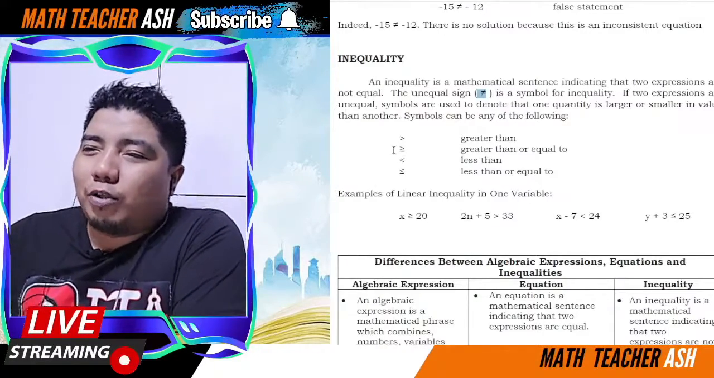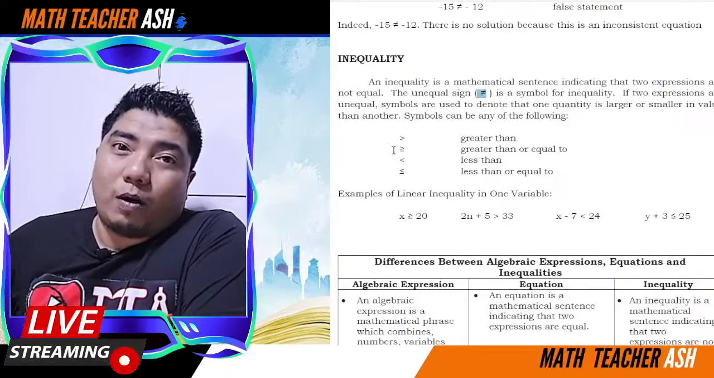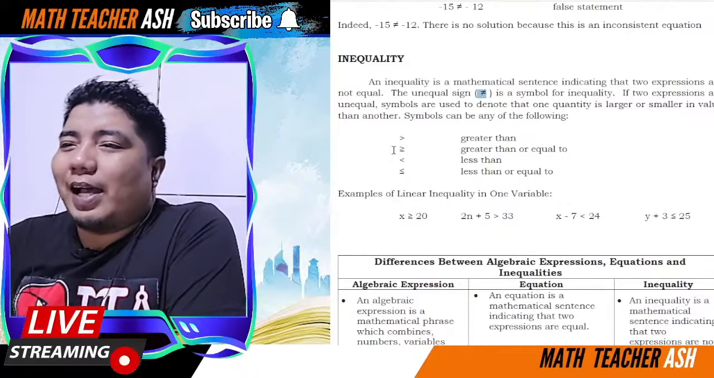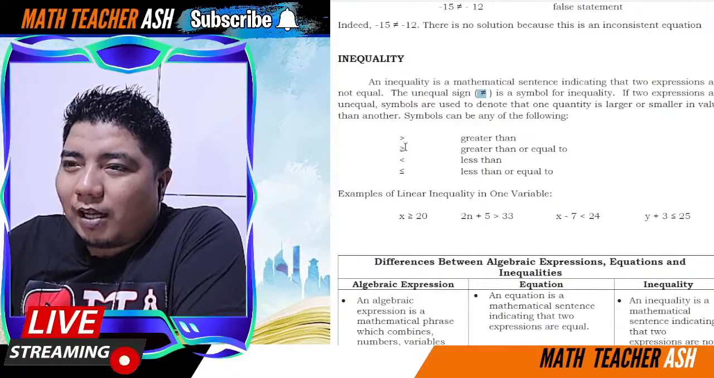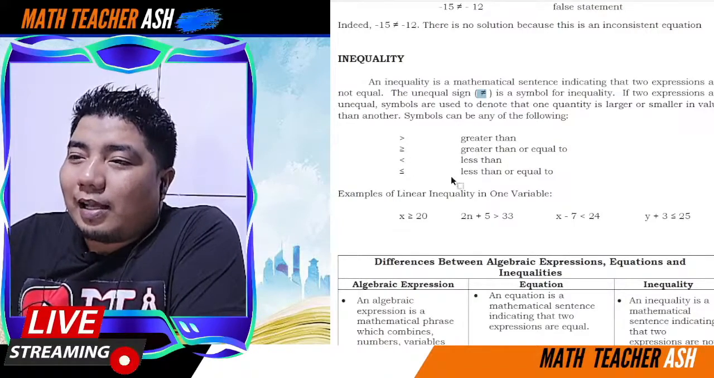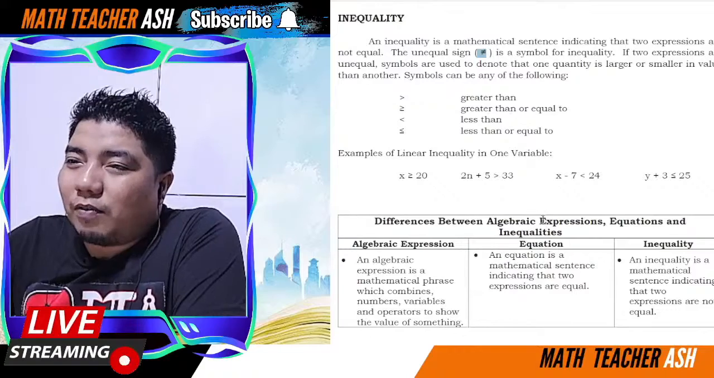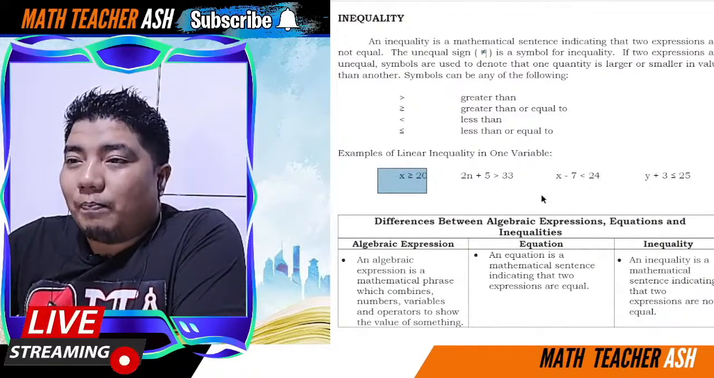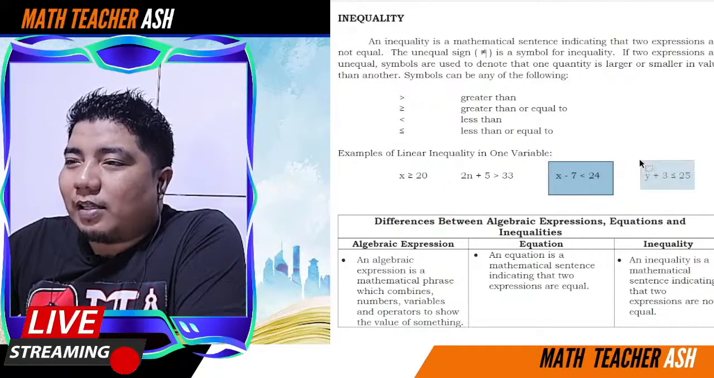Okay. So, therefore, paano mo ba masasabi na hindi siya equal? Of course, hindi ka gagamit ng equal sign. Alright. So, it could be not equal na sign. It could be greater than or equal to, less than or equal to, or less than. Okay. So, examples of linear inequality in one variable is parang linear equation lang din. Pero, yung equal sign, pinalitan ng inequality sign.